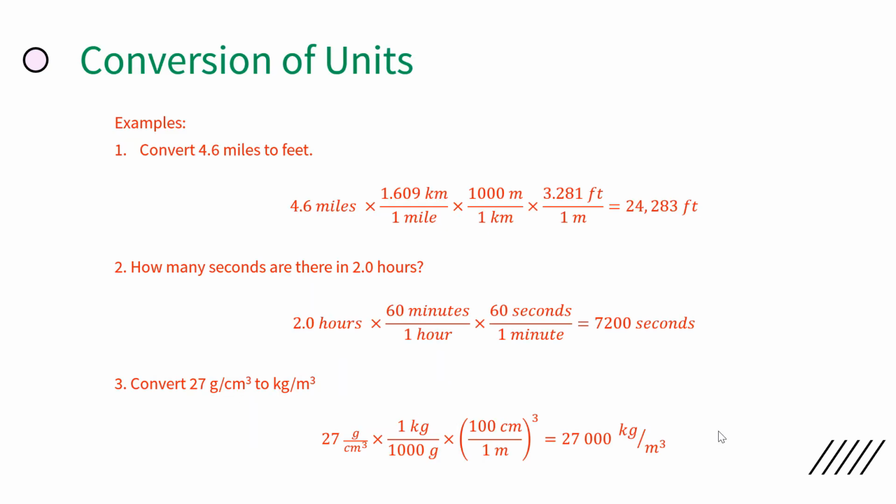So for example, if you want to convert 4.6 miles to feet, we need to use conversion factors. Conversion factors are simply ratios of equal measurements that are expressed in different units. In the previous slide, we have learned that 1 mile equals 1.609 kilometers, and 1 kilometer is equal to 1,000 meters, and 1 meter is equal to 3.281 feet. So take note that the ratios are written in such a way that unwanted units will cancel out.